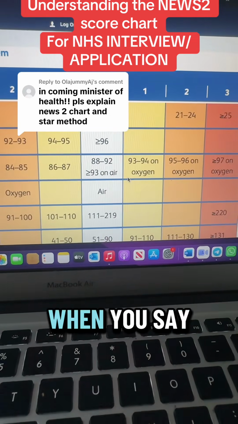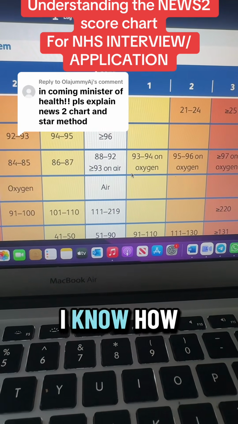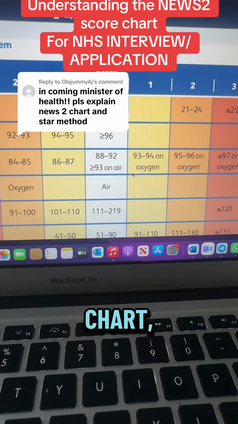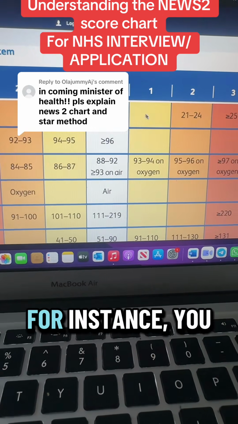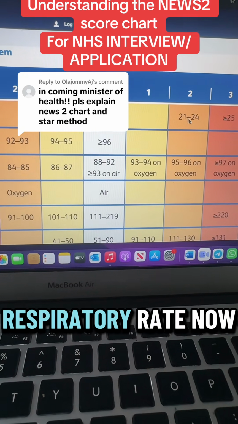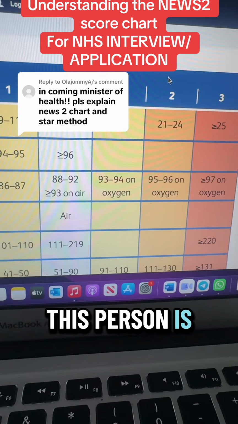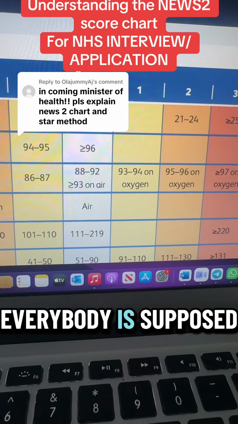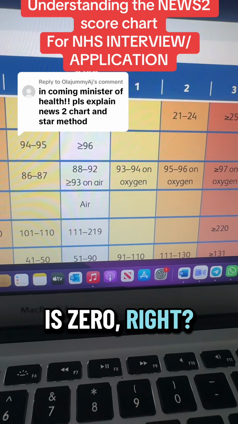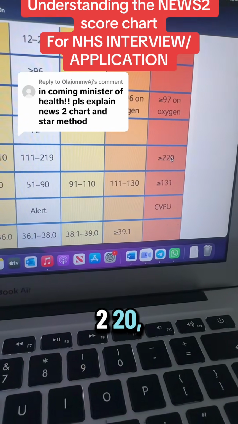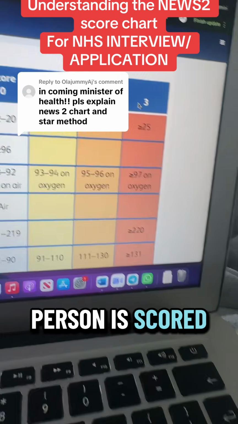So now, when you say, I know how to check observations and I understand the NEWS2 chart, it simply means that you know, for instance, you check a patient's respiratory rate now and you get between 21 to 24, this person is scoring 2. Everybody is supposed to score 0, right? For instance, if you check the person's blood pressure and you see 220, you say the person scored 3.